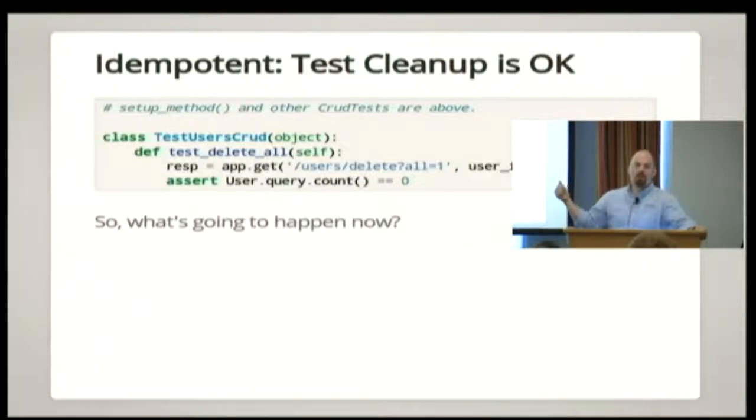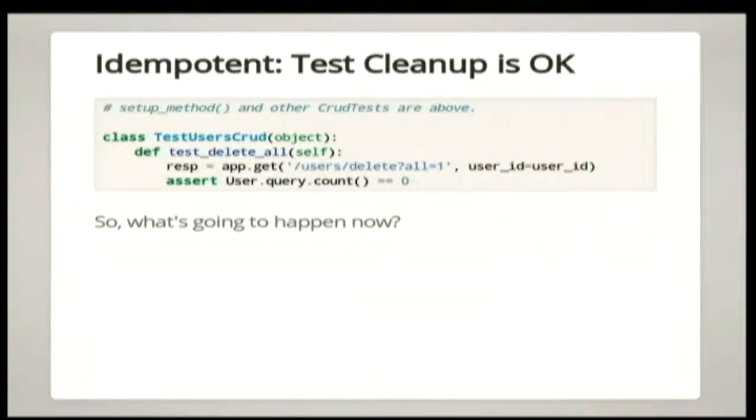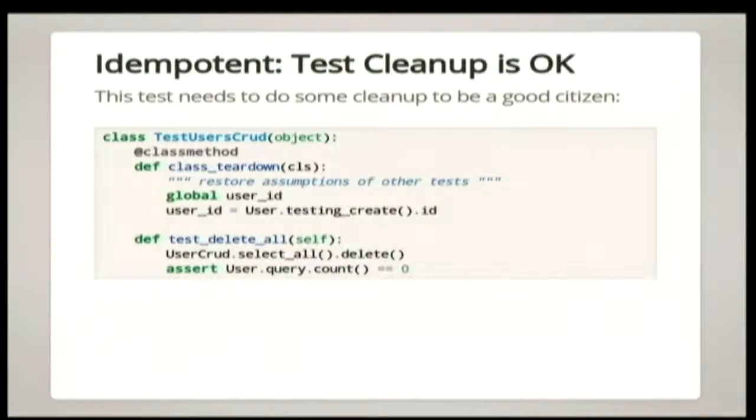Well, that's all fine and good until we get to the users CRUD, and we want to make sure that deleting all the users works. Now what happens to the CRUD that runs the next CRUD test? Let's say orders tests run after users CRUD. It's going to fail because the user that I'm using is gone, right? The users CRUD deleted the user. So in this case, it is okay to do a cleanup.